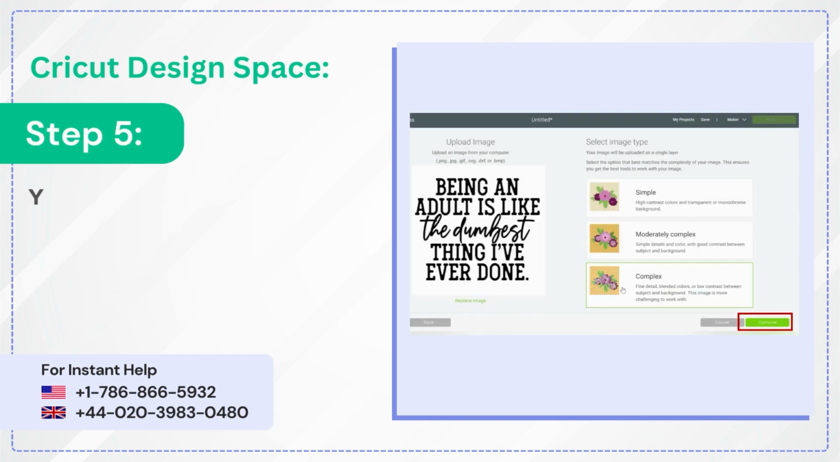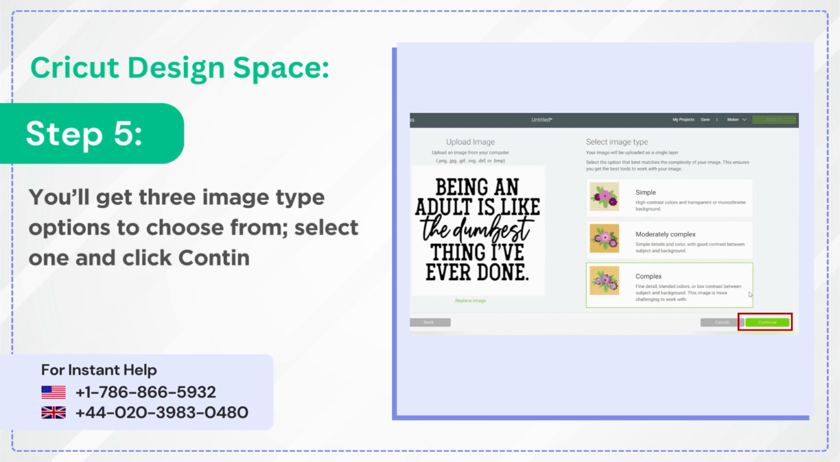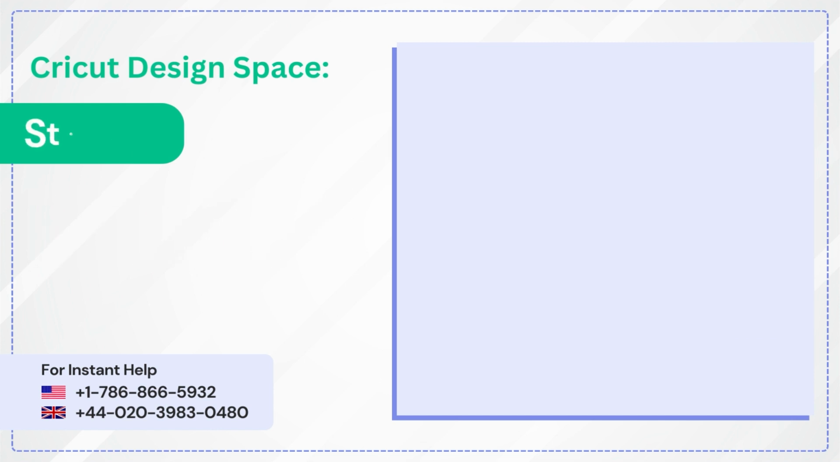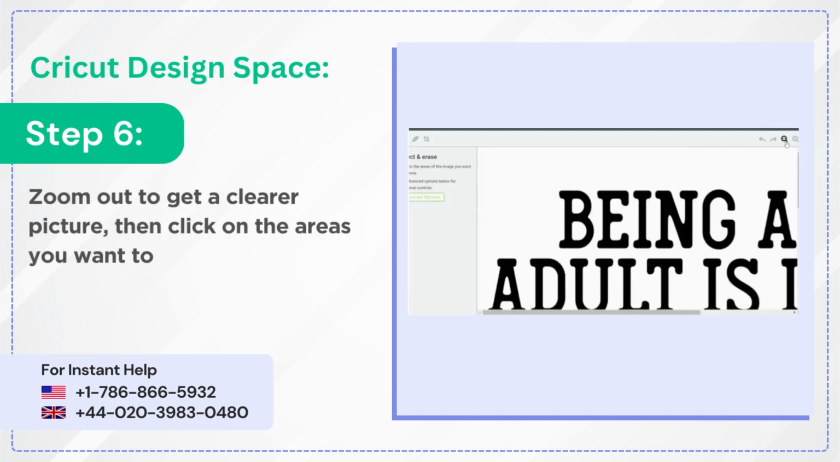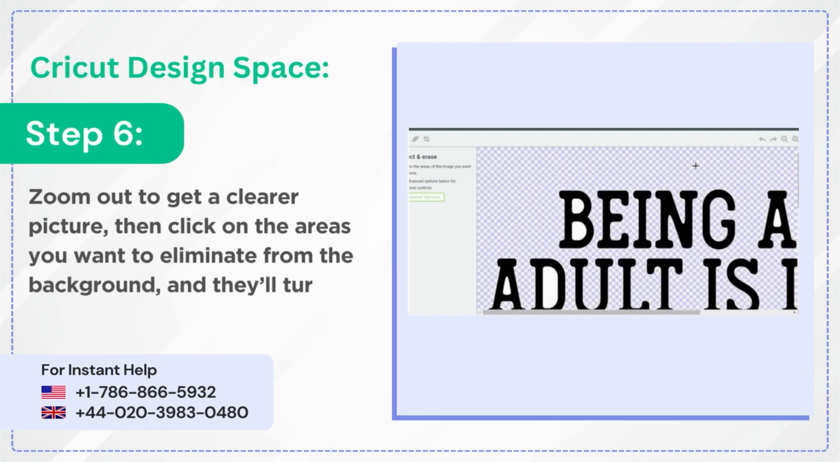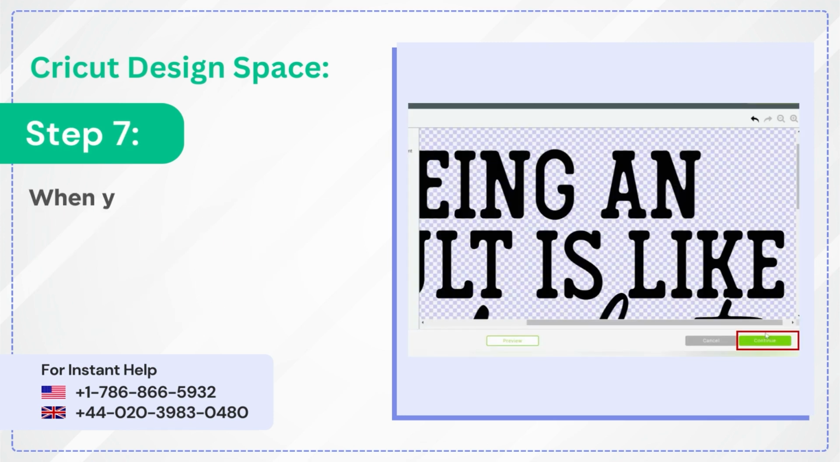Step 5. You'll get 3 image type options to choose from. Select one and click Continue. Step 6. Zoom out to get a clearer picture, then click on the areas you want to eliminate from the background and they'll turn checkered from white. Step 7. When you're ready, click on Continue.